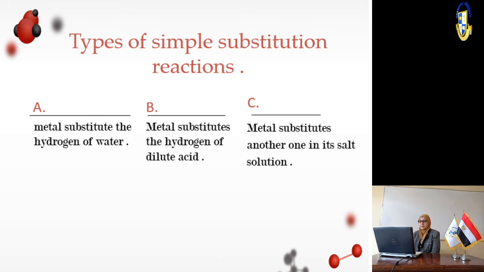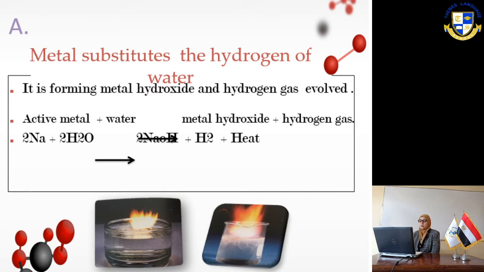Slide number 6. Metal substitutes the hydrogen of water. It forms metal hydroxide and the hydrogen gas evolves. Here we can see active metal plus water, it will make metal hydroxide plus hydrogen gas. So here if we put a small piece of sodium in water, what will happen? It will make a pop sound, gas hydrogen and sodium hydroxide.